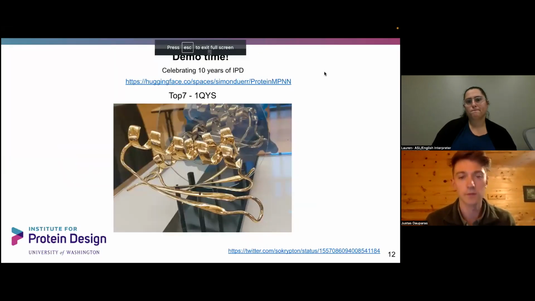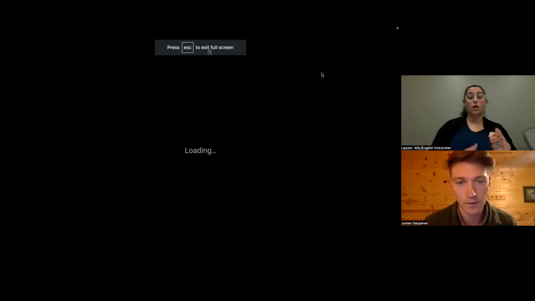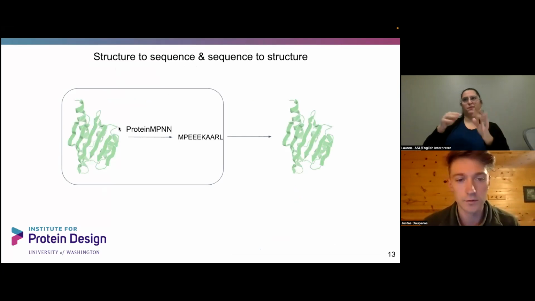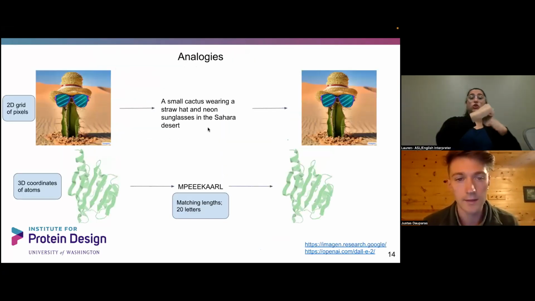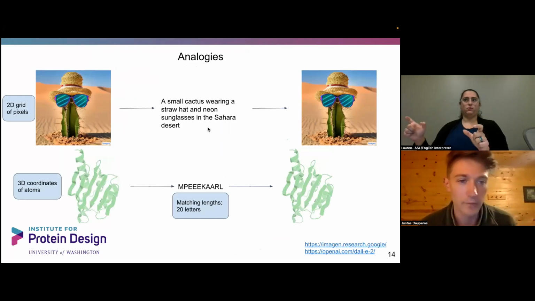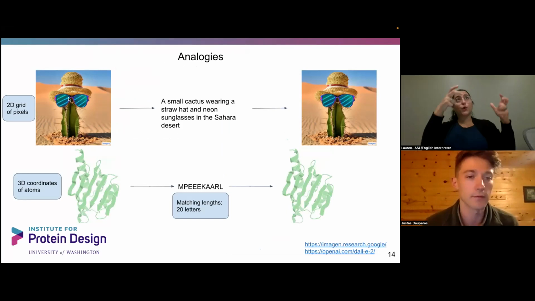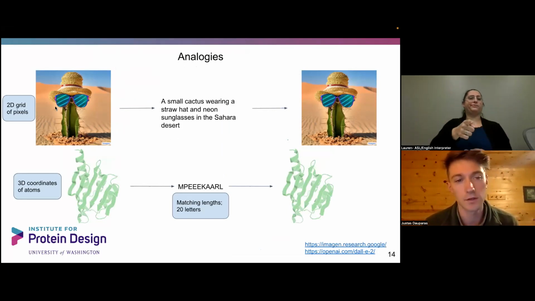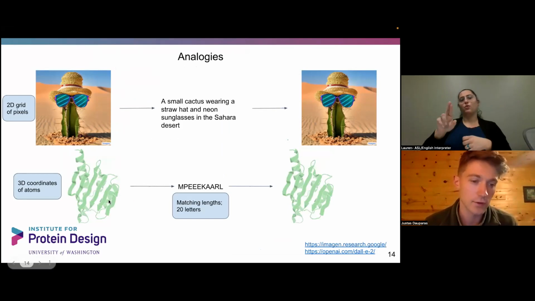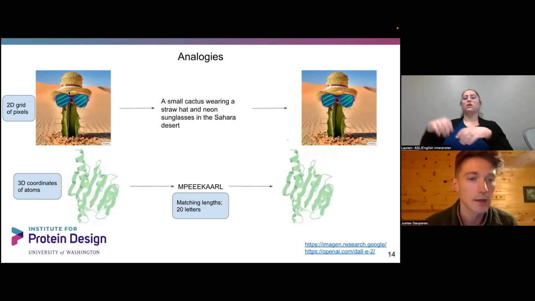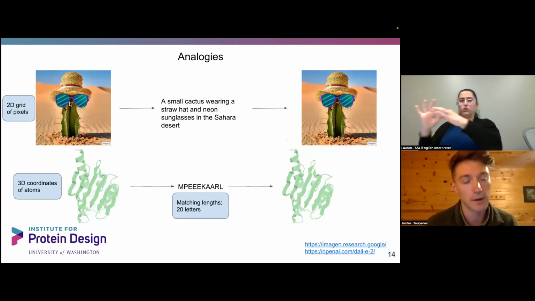Okay, so while this prediction is running, I'm going to continue describing the model. So we have a structure to sequence model, and some of the analogies that people often think of in protein machine learning are computer-related image generation or text. Here I'm showing the task of mapping from protein backbone into the sequence, and from sequence into the backbone, as an analogy to mapping an image and describing it in a caption.